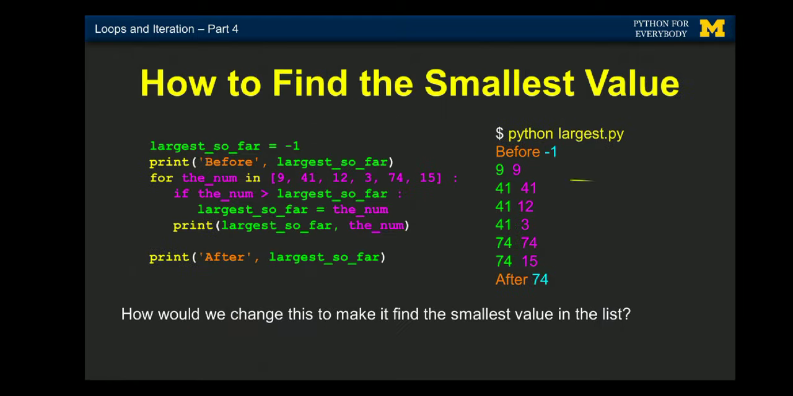How to find the smallest value? How do you change this condition to make it find the smallest value in a list? In the previous slide we discussed the largest number so far. So the first thing we are going to do is assign smallest so far as -1, and we are simply going to loop through all these values, but we are going to use the condition of less than instead of greater than.